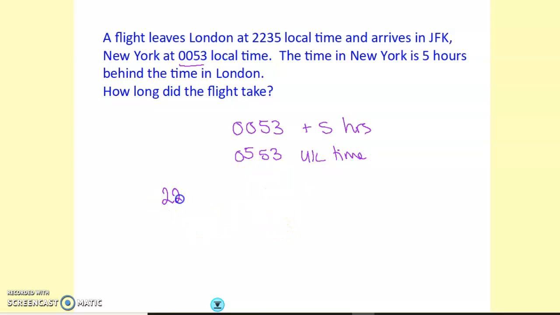Okay, that's both my times in the right zone now, so I want to know how long it is between 22:35 and 5:53. Again, I'm going to go up to the next hour because I find that the easiest way to work out time differences. From 35 minutes past 10 to 11 o'clock is 25 minutes. From 11 o'clock to 5:53 would be 6 hours 53 minutes.